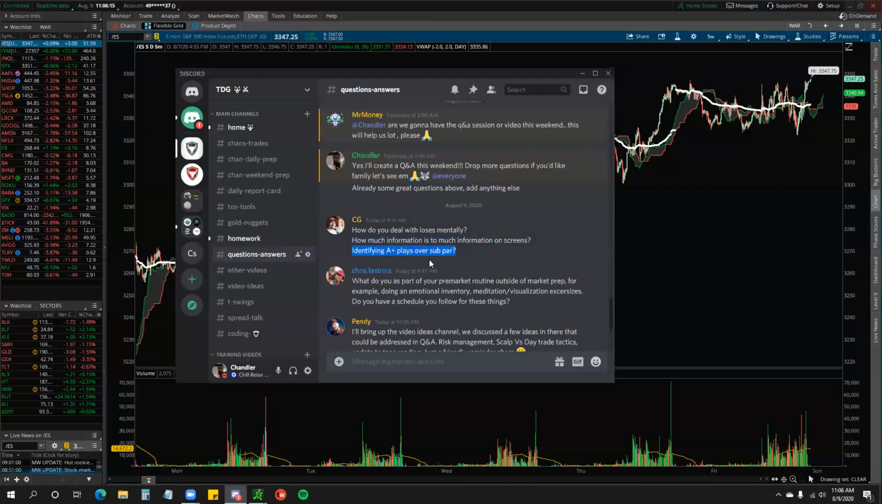CG, identifying A+ plays over subpar. So, the best way, team, is really risk reward, right? And again, this goes back to planning your trades. What am I expecting? Every time I take a scalp, guys, I'm not expecting much, right? I'm expecting 20, 30, 40, 50 cents, right? You could call that subpar. You could call that, it ain't going to change your life. Facebook the other day, we know, guys, it was going 1 to fucking 8. Like that's A+. It had all the catalysts.